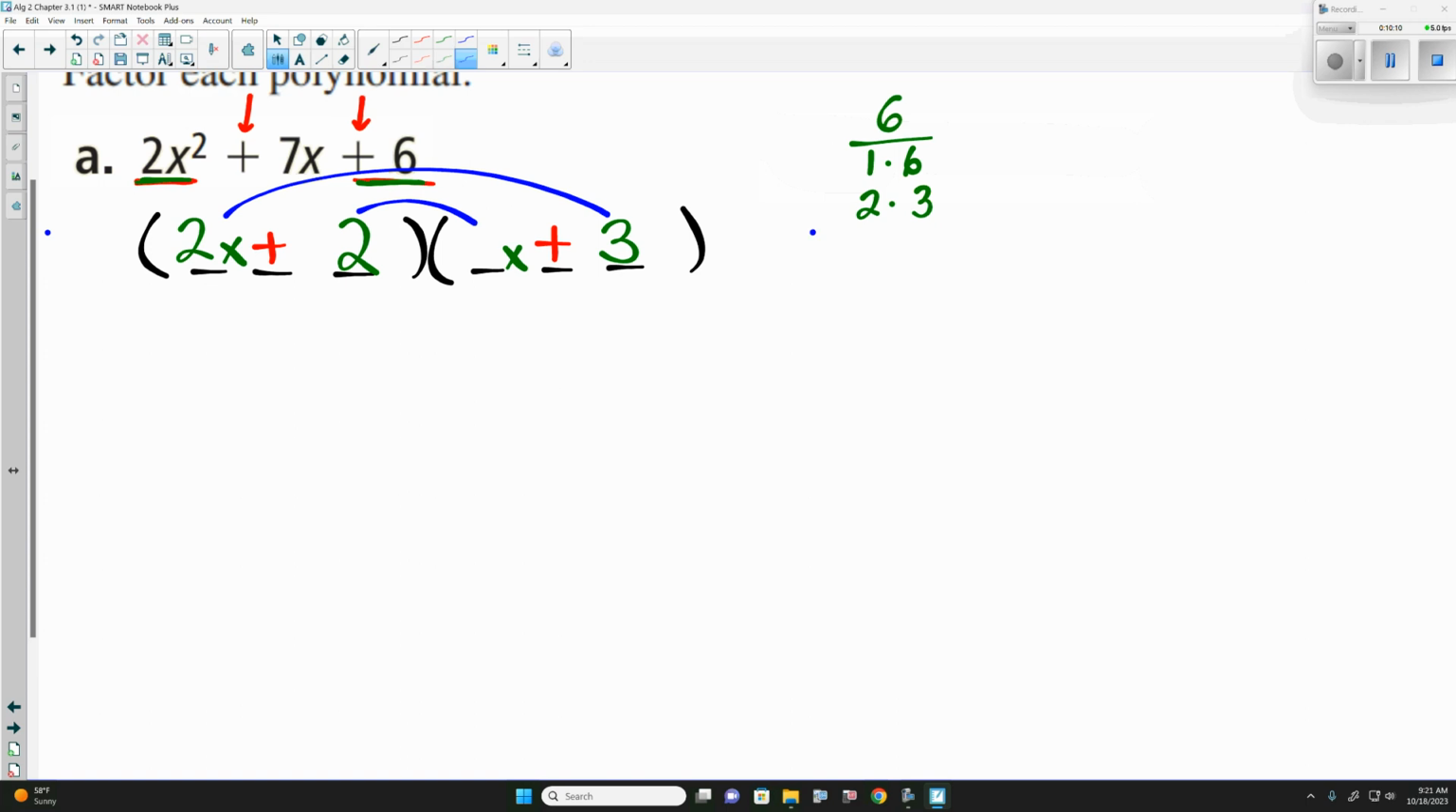2x times 3 is, and it's positive. We don't necessarily have to write the plus. 2 times x would be plus 8x. Before we move on, I want to point out something, because it might not be completely obvious at this point. Is there a greatest common factor in either one of those sets of parentheses? Well, the first one has 2x and 2, yes? Is there a greatest common factor between those? 2, isn't it?